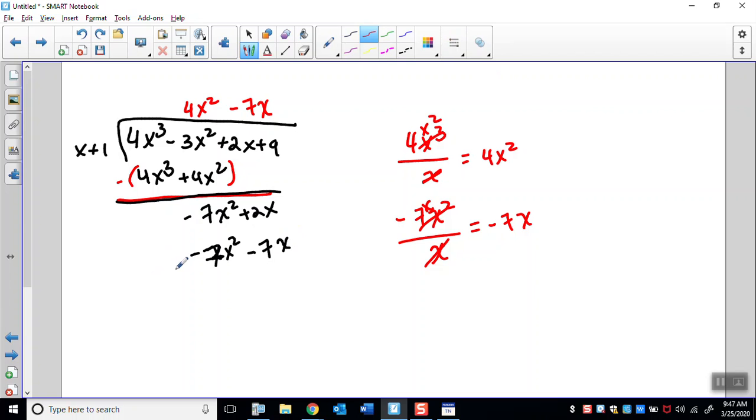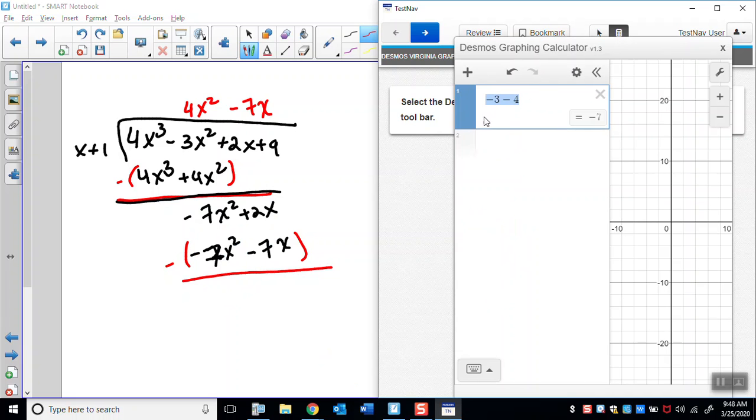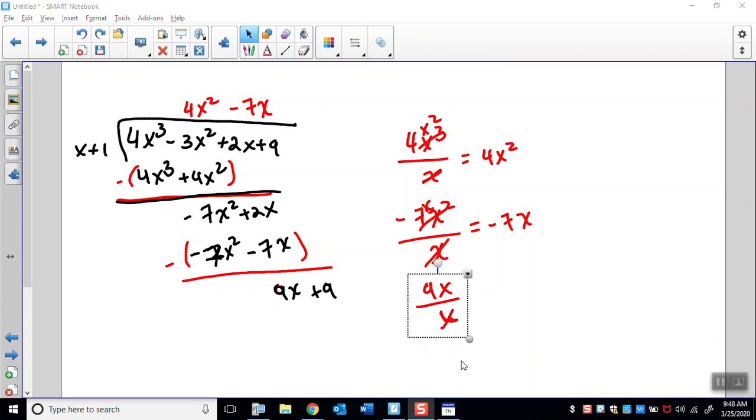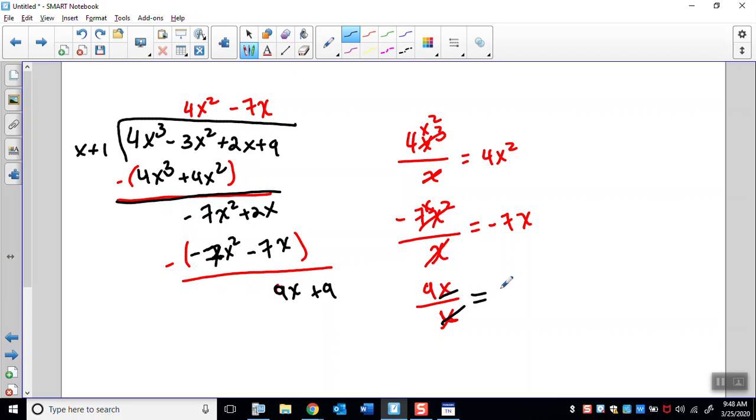And then we're going to subtract these out. So you have 0 here; we don't have to write it. So 2 minus negative 7 is positive 9. Positive 9x. And now we're going to bring down the 9. Next, we're going to write 9x divided by x equals 9. The x's get crossed out, so you just have 9 here.